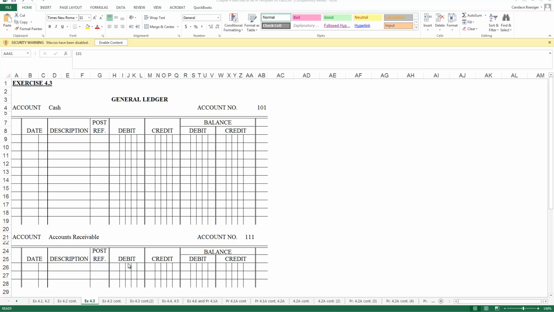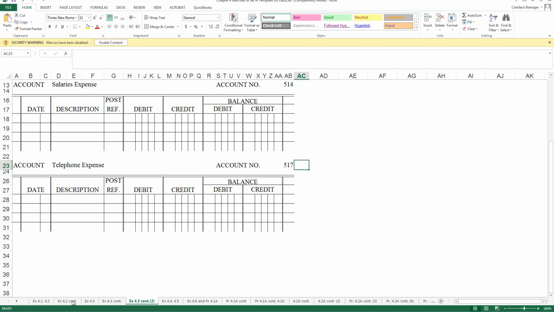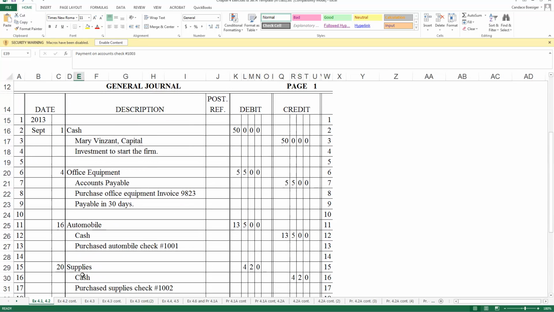Okay, so now I have all of my ledgers open. Every single one of them has an account title and an account number. Now we are going to go through the process of posting our general journal transactions to the ledger. So let's take a look and see what that looks like. Let's start with this very first one. So we start here, and it has a cash, and it has a debit of $50,000.